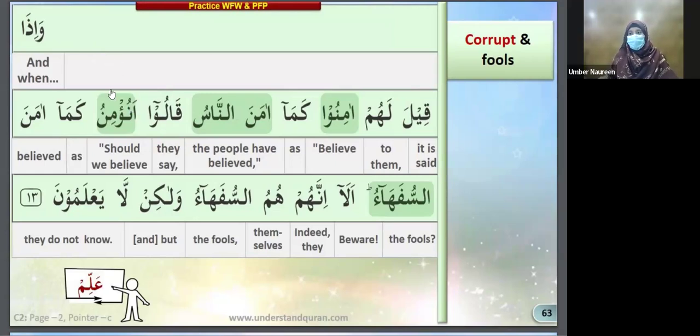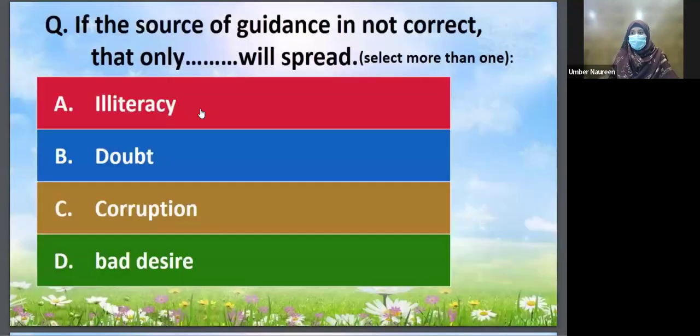Jazakallah khair, brother. Anu'minu. Here there are two parts, Hamza and Nu'minu. Hamza is for question. Should we believe? They are asking here. So, Alhamdulillah.